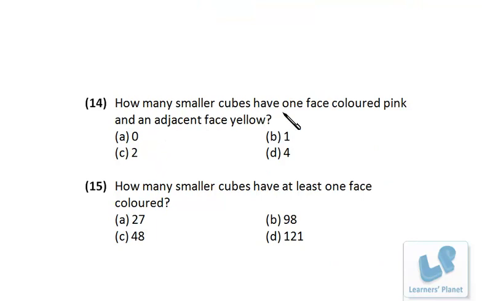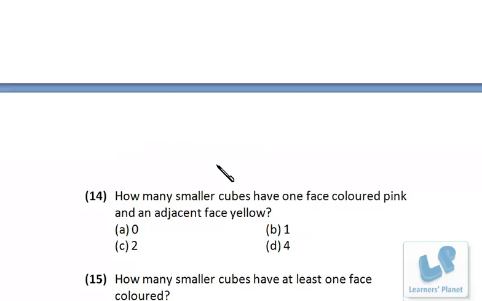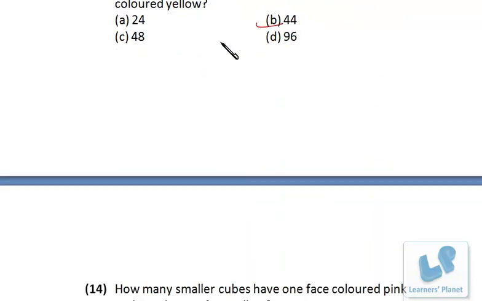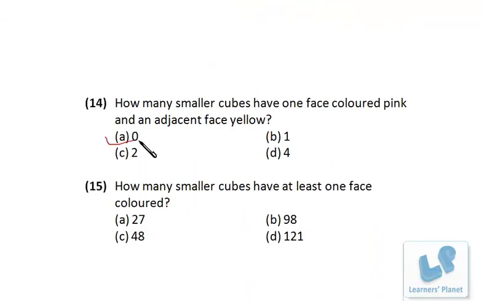Now how many smaller cubes have one face colored pink and an adjacent face yellow? That means one face should be pink and other should be yellow. So we don't have any option like this, because the only pieces which are in center will be having pink color as one of their face, and they will be having just a single face colored. Okay, so in all there are 54 pieces, but they don't have their adjacent or any other faces yellow, because they are just having a single colored face. So precisely that is 0.